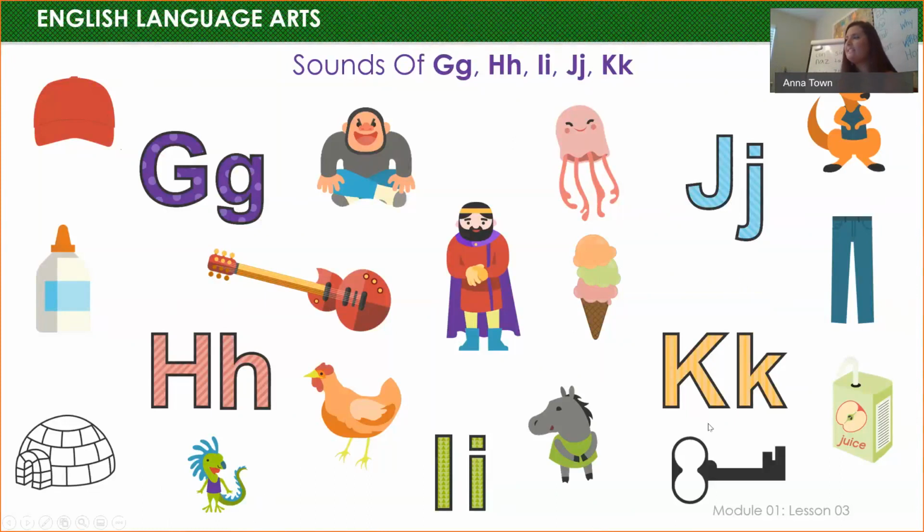Moving on to our last sound, K. Let me hear you say K, like in key, donkey, and kangaroo. K is in kangaroo, king, donkey, and key. Let me hear you say kangaroo, king, donkey, and key.